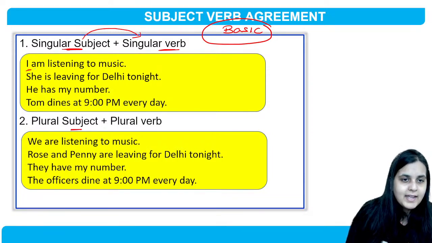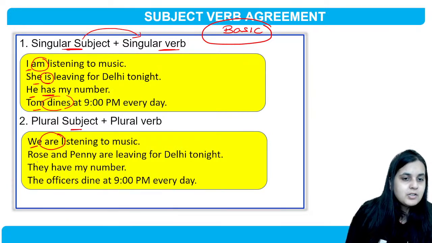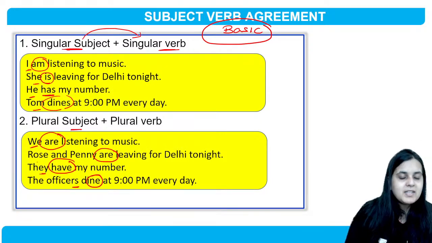For example, I am listening. I is the subject, the verb will be am. She is leaving for Delhi tonight. He is singular, so he has my number. Tom is singular, so dines is singular. Tom dines at 9 PM every day. But अगर यही plural हो जाए, we are listening to music. Rose and Penny, दो जन हैं, are leaving for Delhi. They plural हैं, so have my number. Officers plural हैं, so dine at 9 PM every day.